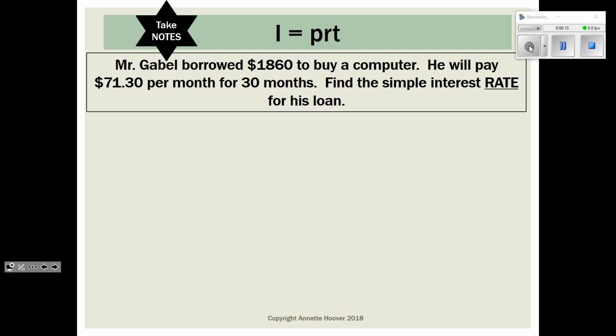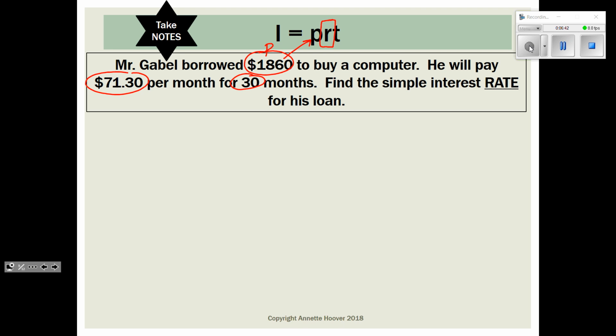So let's look here. Mr. Gable borrowed $1,860. So this is the principal. This is the amount he borrowed to buy a computer. He will pay $71.30 per month for 30 months. So it's not telling us the rate, but it tells us how much he's paying the bank. Find the simple interest rate. So this is actually going to be the variable that we're looking for, the unknown number.